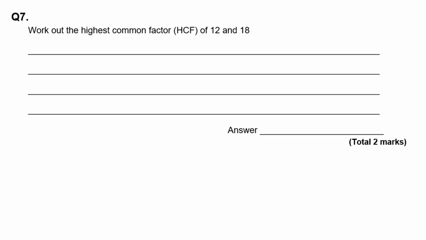Work out the highest common factor of 12 and 18 for question 7. So factors of 12: 1 and 12, 2 and 6, 3 and 4. Factors of 18 are 1 and 18, 2 and 9, 3 and 6. And the highest common factor is 6.